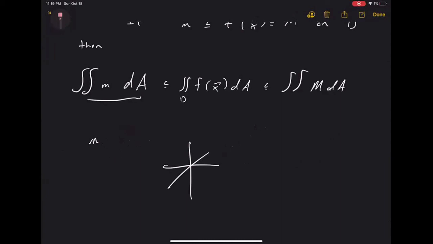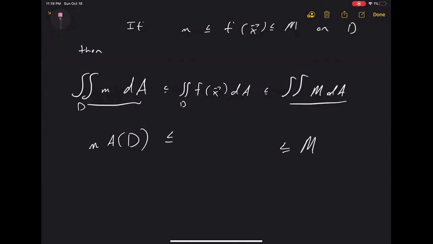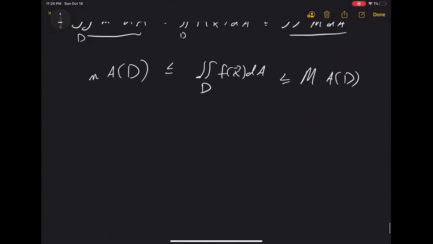So we have this integral of the constant will be little m times the area of our domain. And on the other hand, the upper bound will be large M times the area of the domain. And then in the middle, we have our integral of f. So that's really all the material for this section.